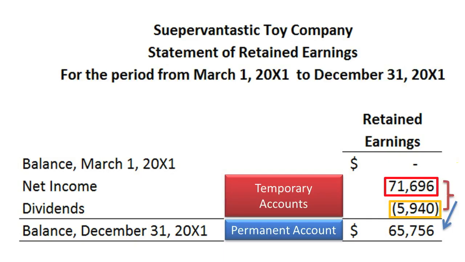Now let's look back at this super fantastic toy company that we've been working with in this full accounting cycle video series. On that, it was a brand new company, so the beginning retained earnings was 0. We had net income of $71,696 and then declared $5,940 in dividends, resulting in an ending retained earnings balance of $65,756. To do the closing entry process for Super Fantastic Toy Company, we need to take all these temporary accounts and close them into retained earnings.